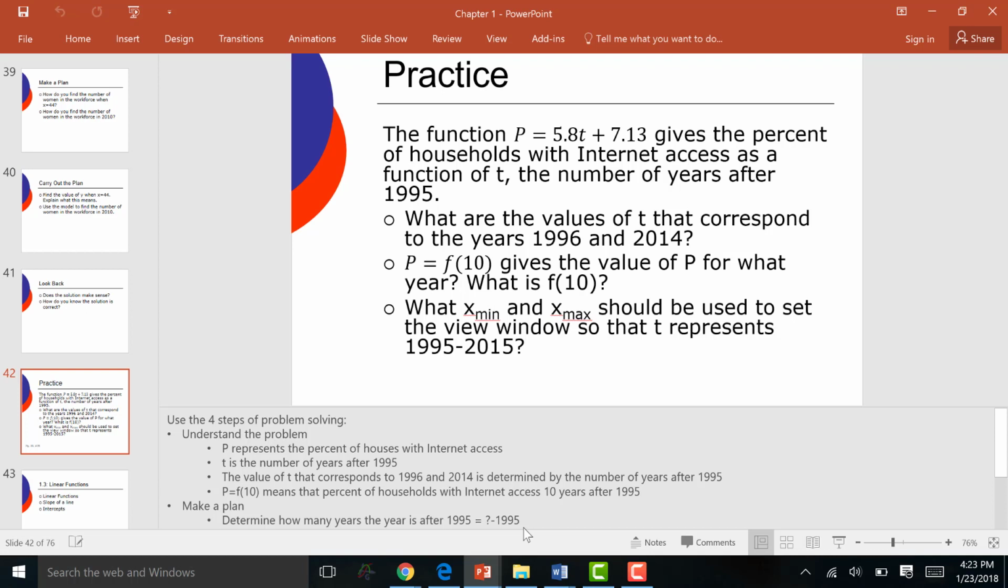So when you compare, you have to subtract those two. You subtract the 1996 and 1995, and you get 1. And you subtract the 2014 and 1995, and you end up with 19. Okay? So you're never going to have to subtract those two numbers that they give you together.